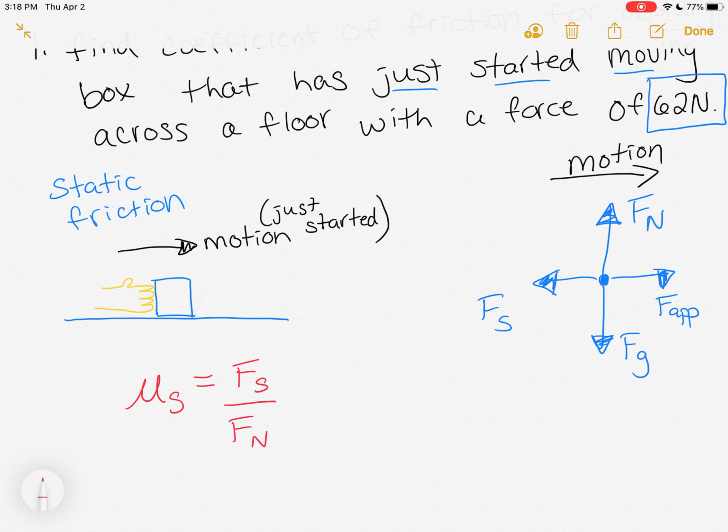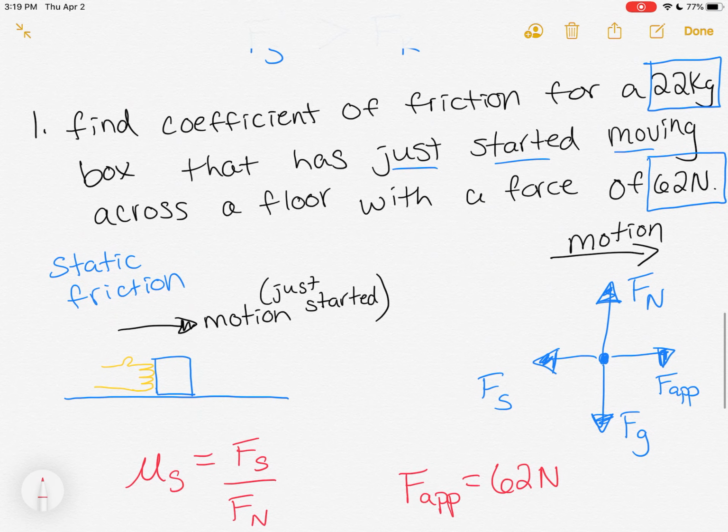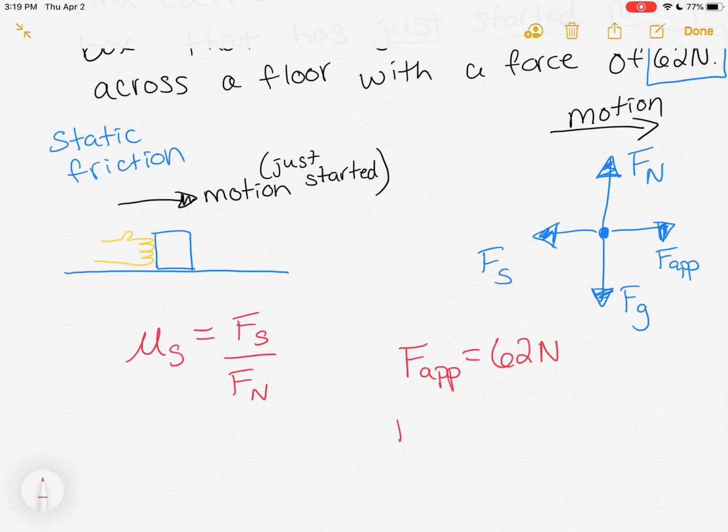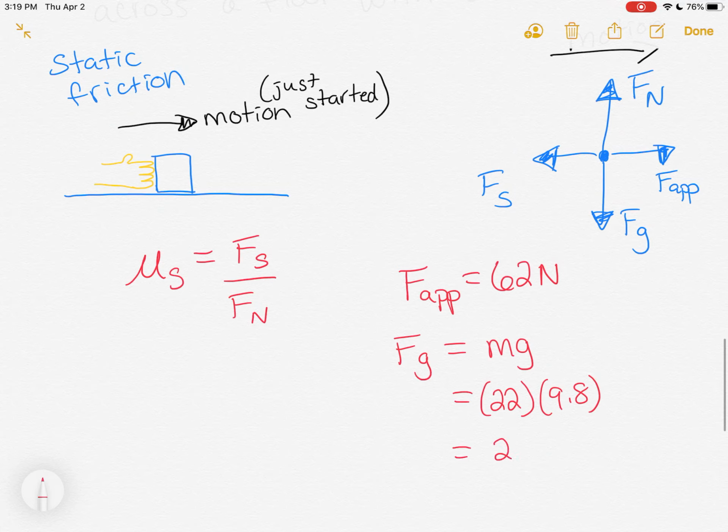Okay, now from my question, I know for sure that my applied force is 62 newtons, and I can definitely calculate my Fg, because my Fg is going to be mg, and the mass of my box was 22 kilograms. G is 9.8. So my Fg is 215.6 newtons.